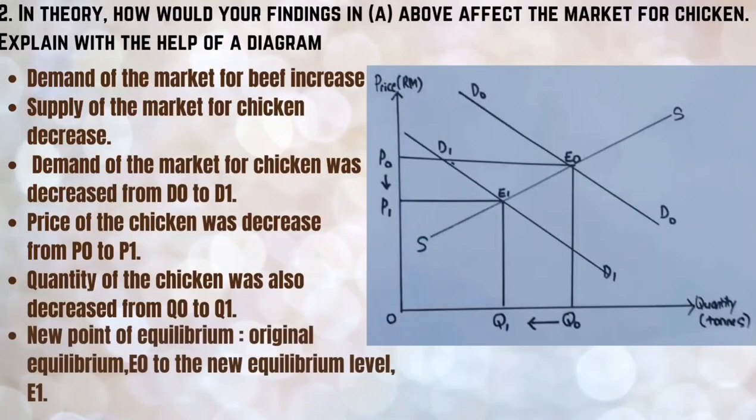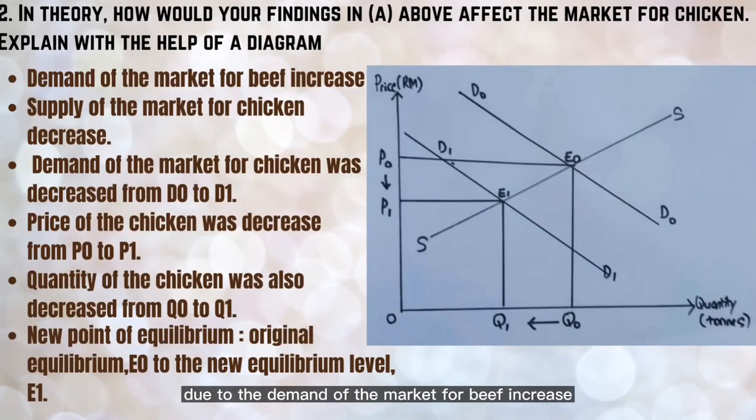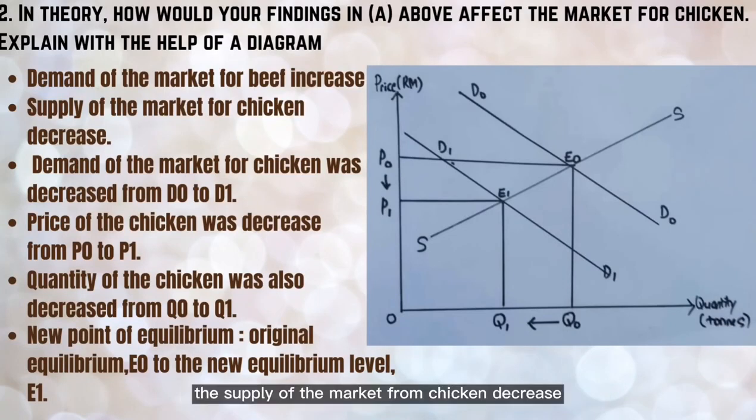Thank you, Wei Zhong. Now I want to present question 2. According to the graph, when the demand of the market for beef increases, it will affect the supply of the market for chicken to decrease. It is because chicken is the replacement item for beef, so the demand of the market for beef will affect the supply of the market for chicken.